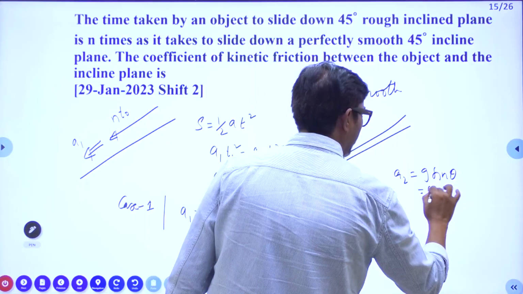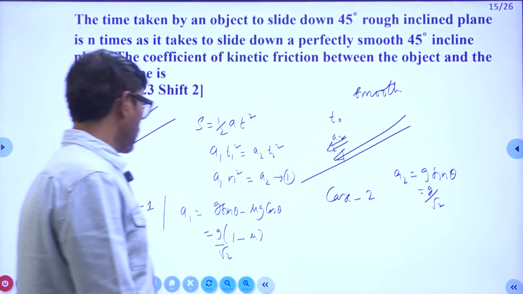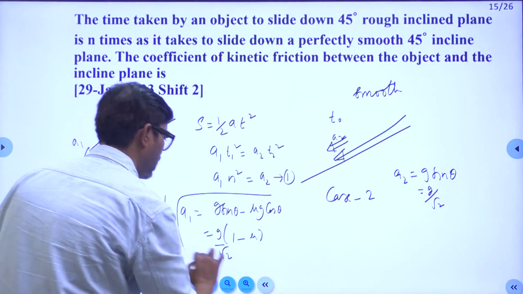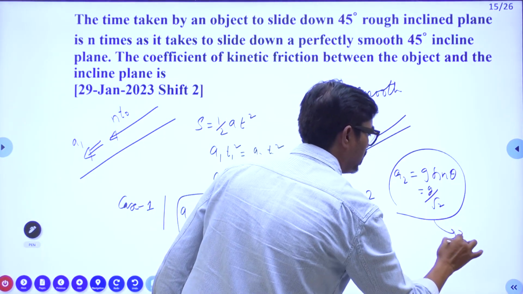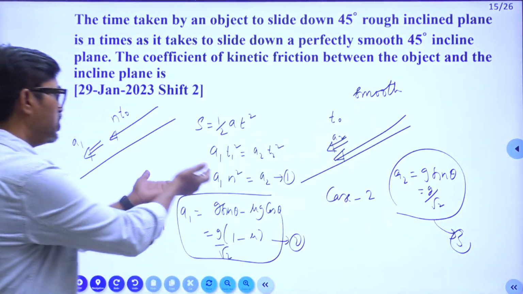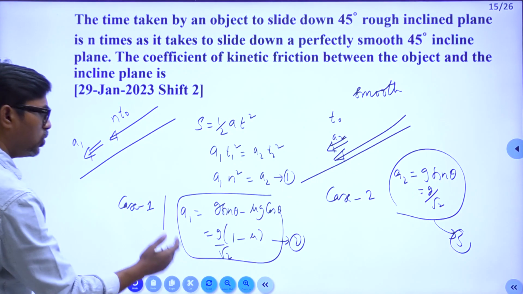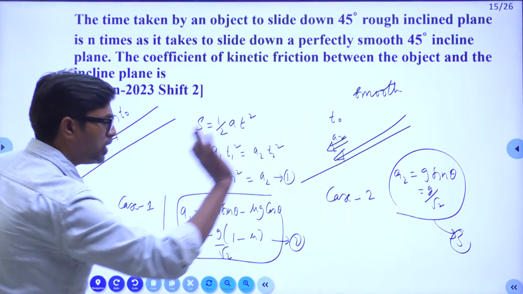Alright, that is G by root 2. So you got A1. Alright, this is the second equation. You got A2, that is the third equation. This second equation and third equation you can substitute in 1. You see what do I get? G by root 2 here, G by root 2 here cancels out.